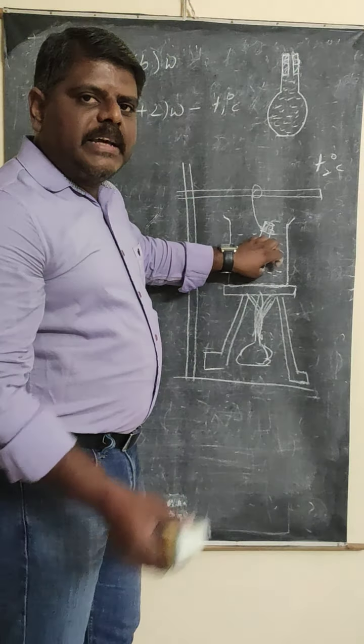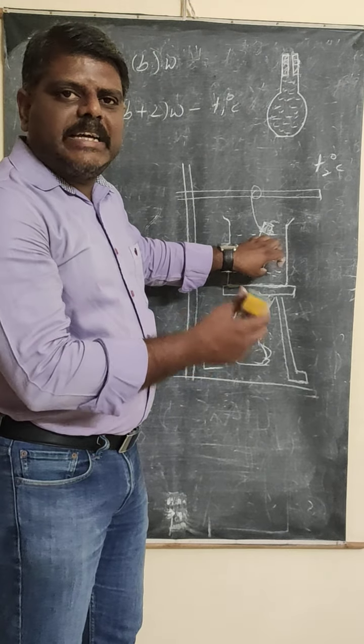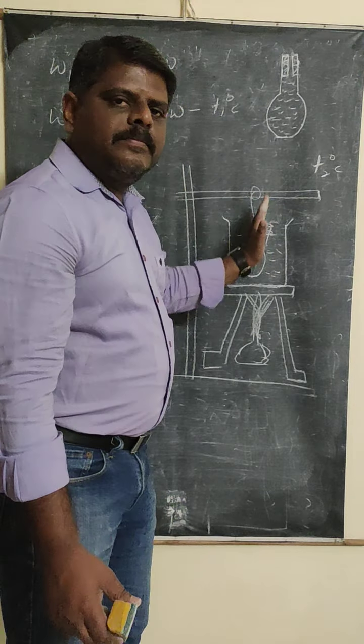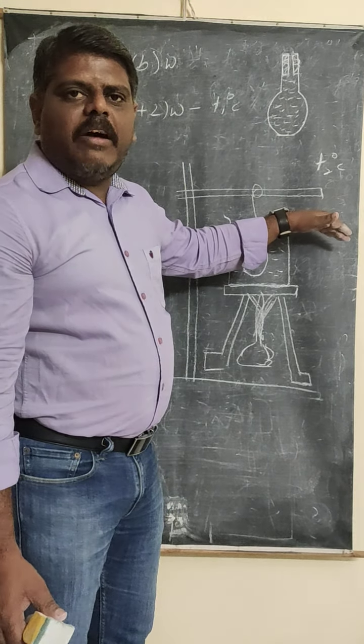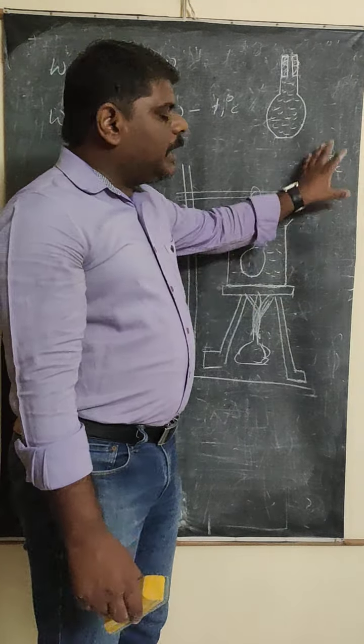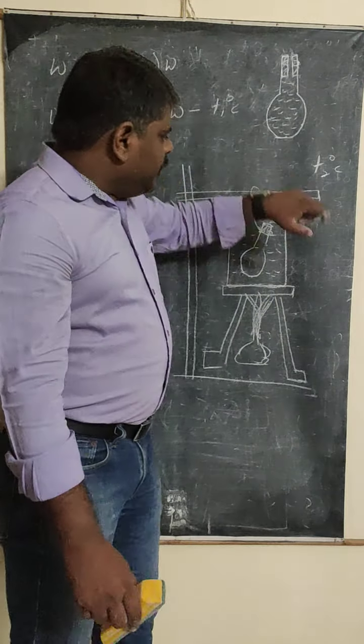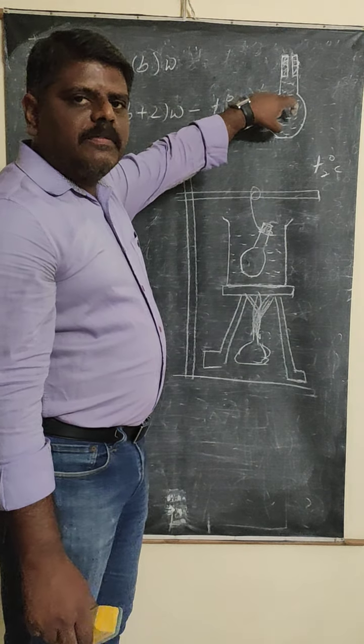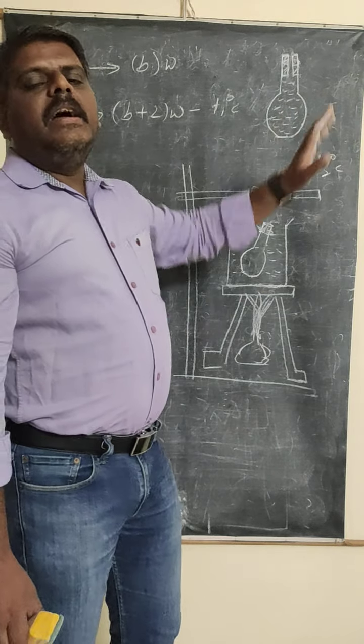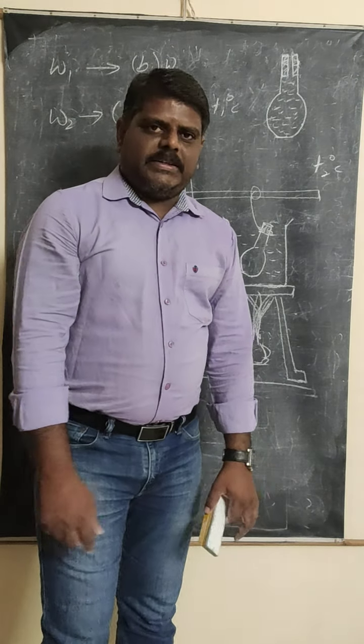Some of the liquid inside the specific gravity bottle will expand and overflow out of the specific gravity bottle. After increasing up to the temperature of T2 degrees Celsius, you can remove the specific gravity bottle out of the water bath, keep it aside, and allow it to cool to room temperature.